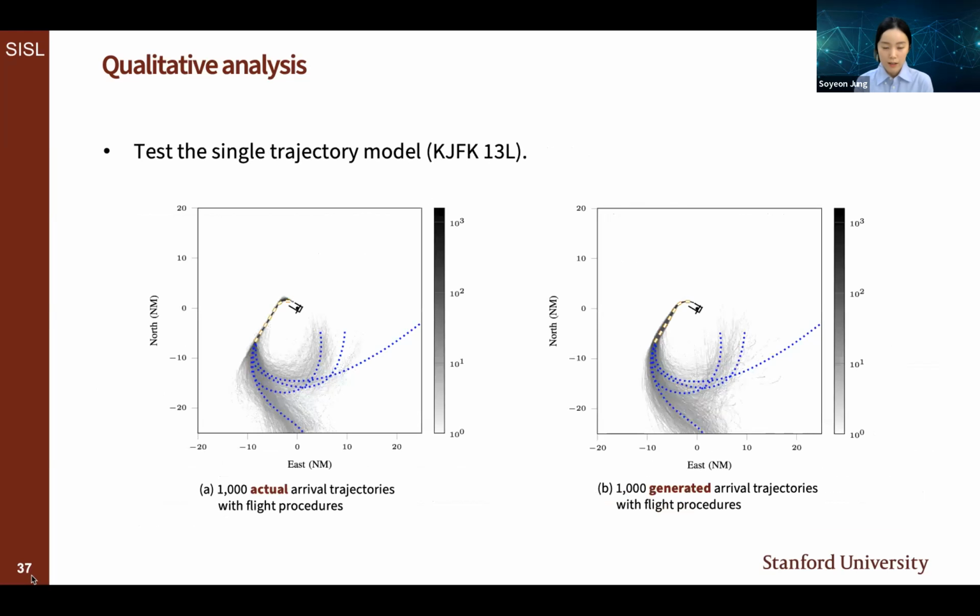For a qualitative analysis, I plotted both the actual and the generated trajectories to JFK 1-3 left with the procedures. We can observe that the model can learn the general behavior of aircraft with respect to the procedure, but not the distinctive patterns of each individual procedure. This is because our model was trained on an aggregated data set for all different procedures and runways.